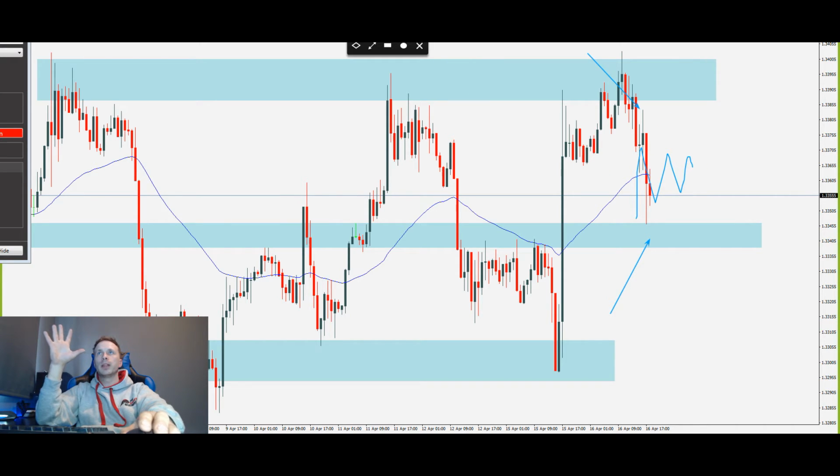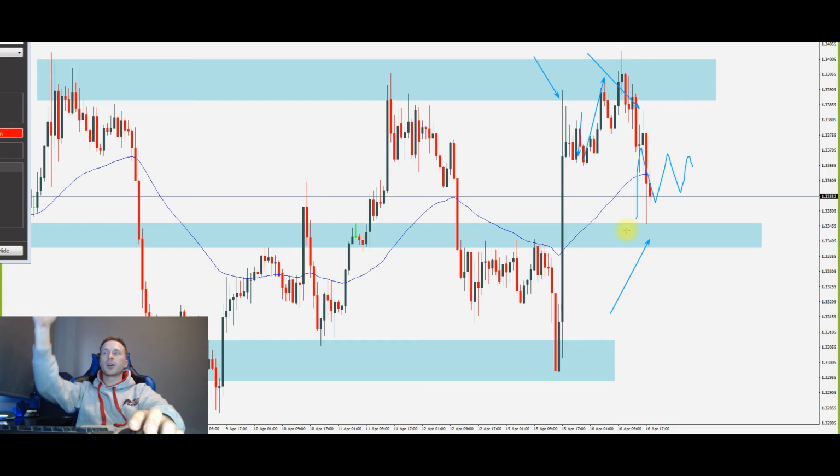For example, here, right? The price rejected from it. But if you started selling in no man's land in the middle here, look what happened. Price just reversed on you and you could have been taken out by a stop loss, okay? So that's why you want to be selling at the top, buying at the bottom, okay?